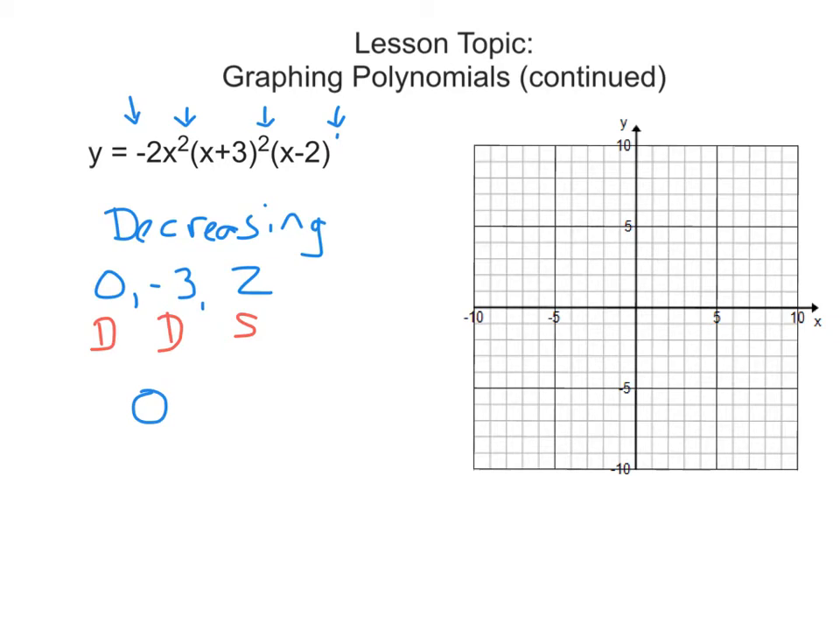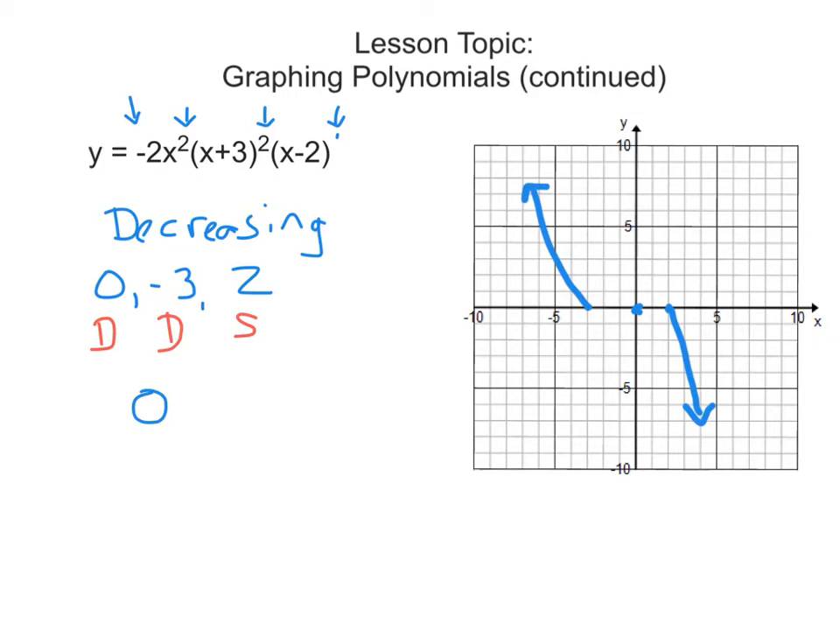So I'm going to plot my points. I've got an x-intercept at 0, and at -3, and at 2. My y-intercept is also at 0, which is already there. Decreasing means that this is going to be going downhill at this point, and it'll be going uphill to the left. So decreasing from left to right.